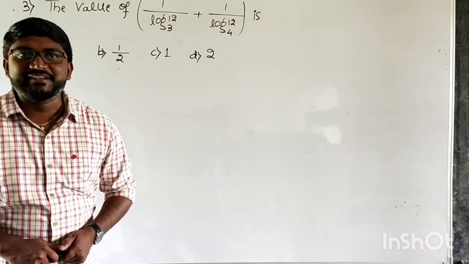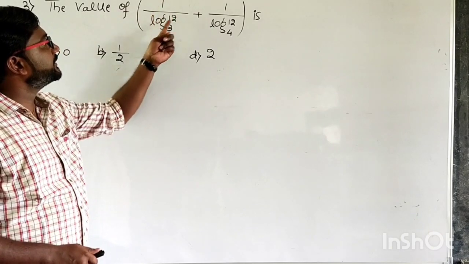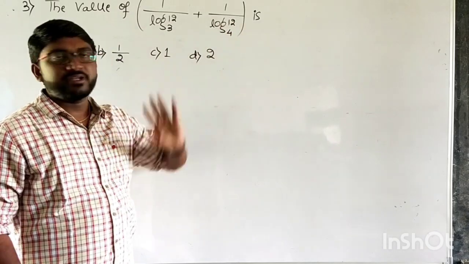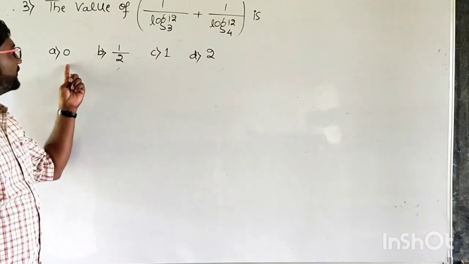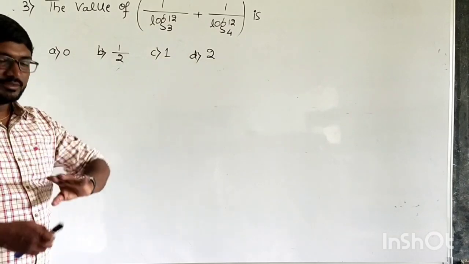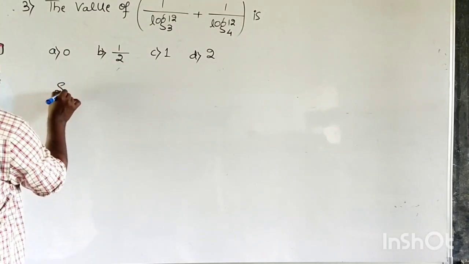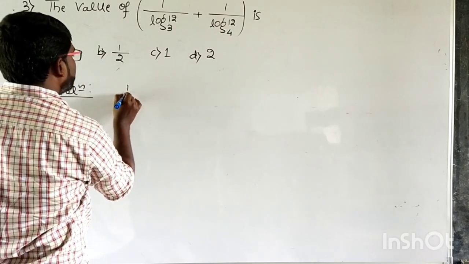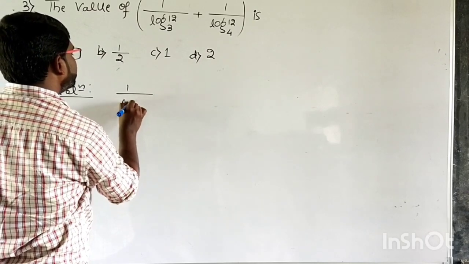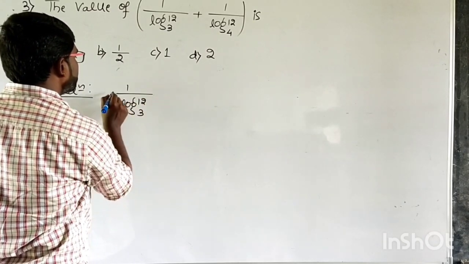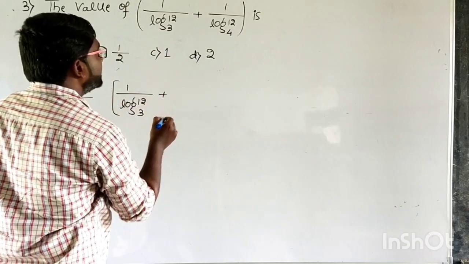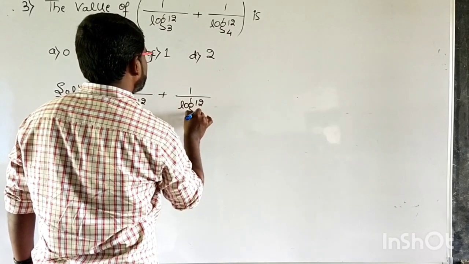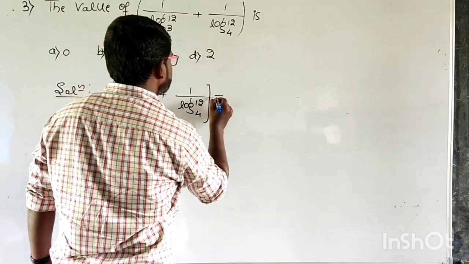So the third question is: the value of 1 divided by log 12 to the base 3 plus 1 divided by log 12 to the base 4 is. The four options are 0, 1 by 2, 1 and 2. So let us solve this. I write the given question as it is, 1 divided by log 12 to the base 3 plus 1 divided by log 12 to the base 4, which is equal to.